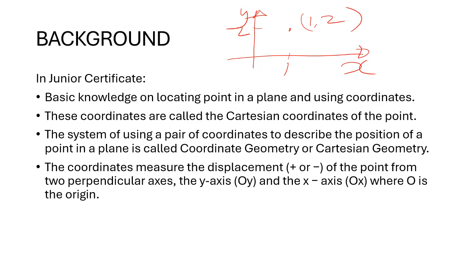Now the system of using a pair of coordinates to describe the position of a point plane is called coordinate geometry or Cartesian geometry. Basically, coordinates measure displacements of a point from two perpendicular axes. Yeah, so those perpendicular axes we are referring to are the x-axis and y-axis, where O is usually the origin. In this one, this is x-axis, that's y-axis, and that O is the origin.